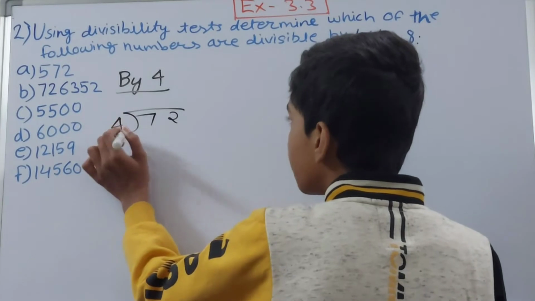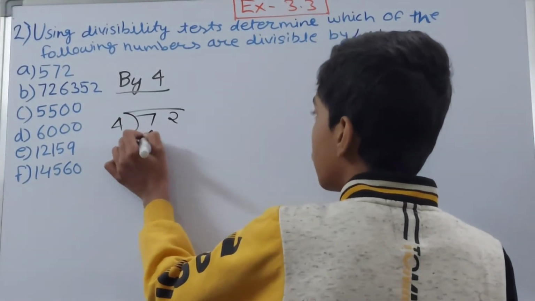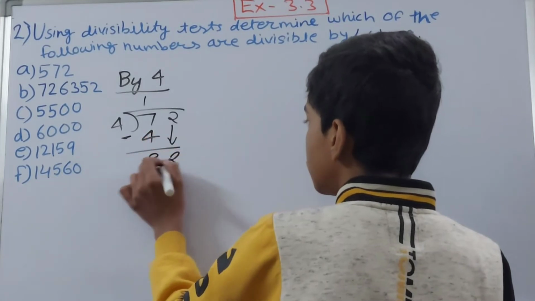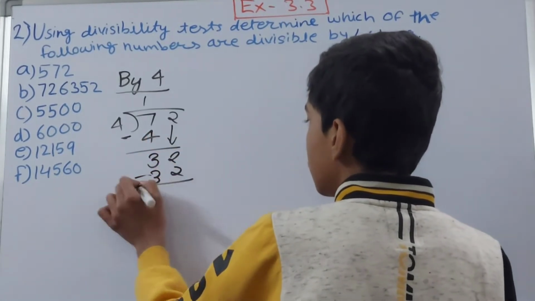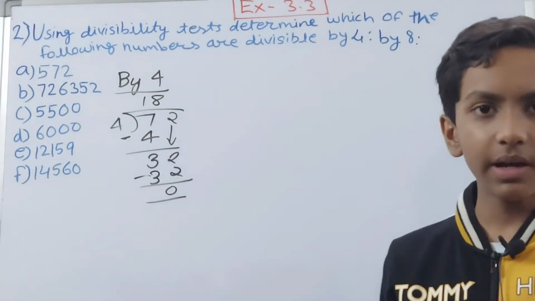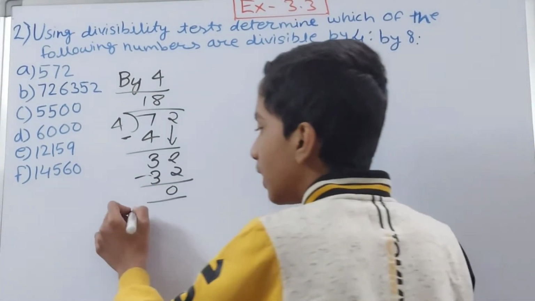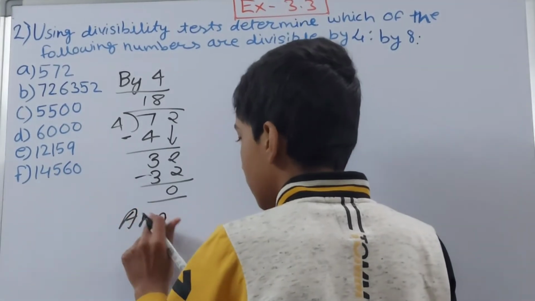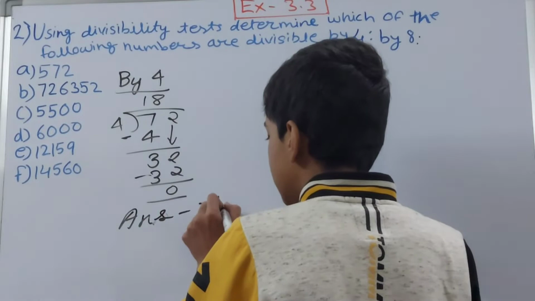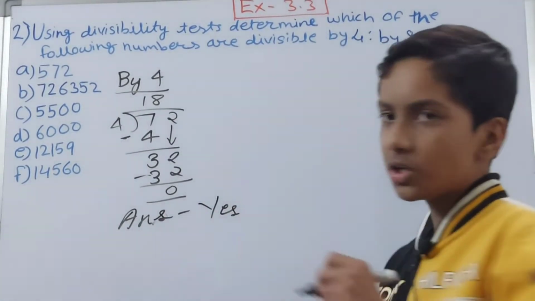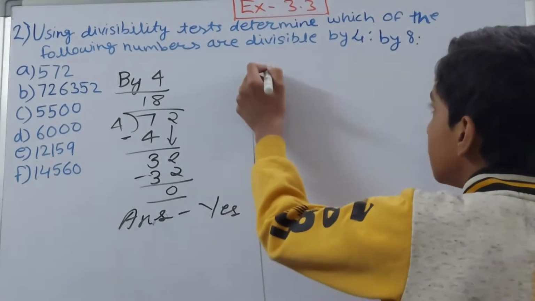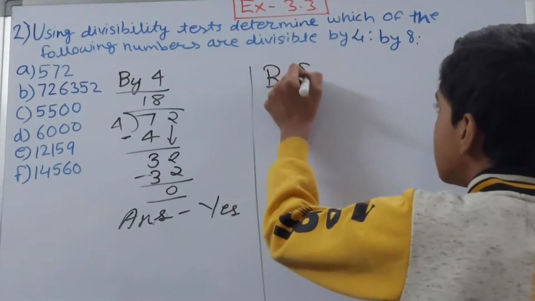Now divide this by 4: 4 into 7 goes 1 time, minus 4, you will be left with 3. You bring this 2 down, 32, minus 32 is 0, and 4 goes 8 times. So you can see it is completely dividing. That means our answer will be that yes, this number 572 is divisible by 4. Now we will see by 8.